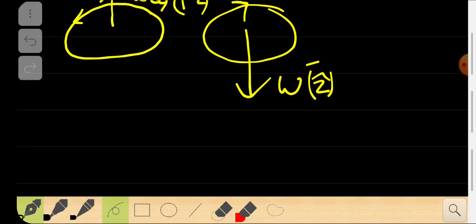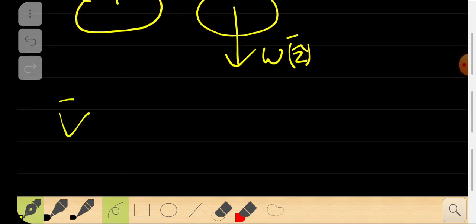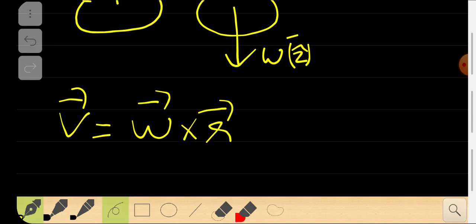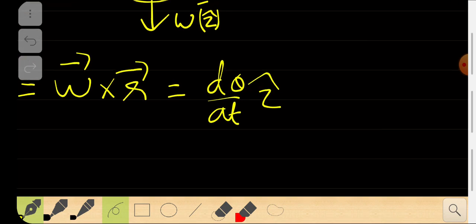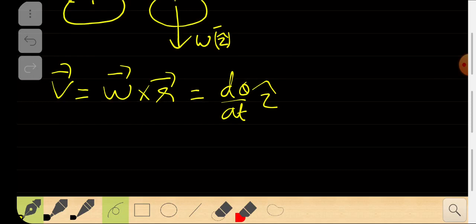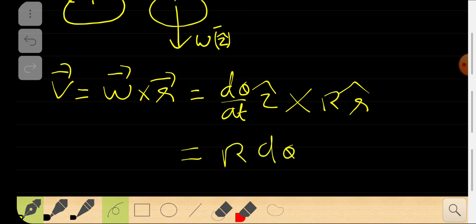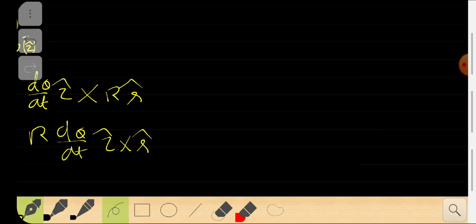So you can now say that the velocity vector, which we have found out, is omega crossed with r. So that will be some d theta by dt in the z cap direction or minus z cap direction, depending upon the point which you chose, times the magnitude of r times r cap. So it will be r times d theta by dt times z cap crossed into r cap.